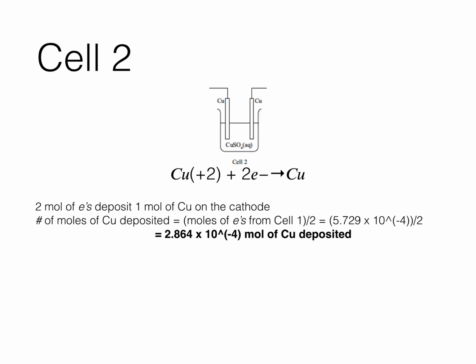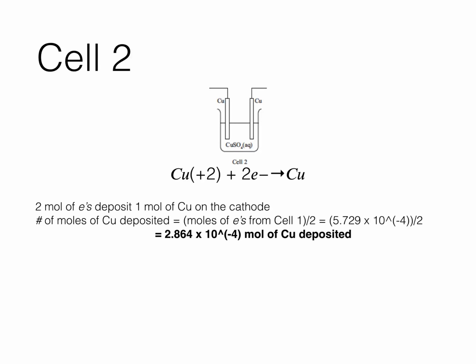And if we divide that by 2, because every 2 moles of electrons gives us 1 mole of copper, we'll get the number of moles of copper that are actually deposited. So we divide that number by 2, and we get 2.864 times 10 to the power negative 4 moles of copper.